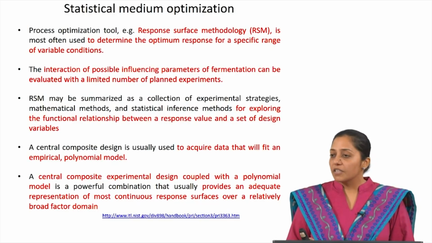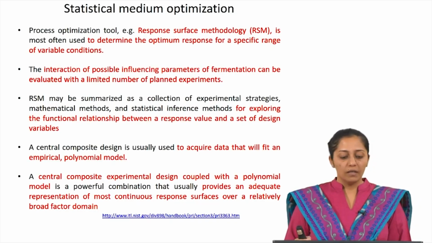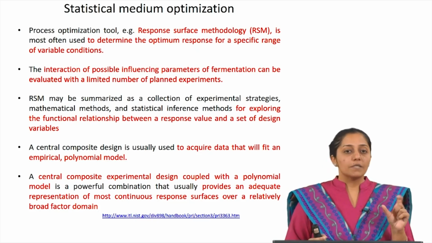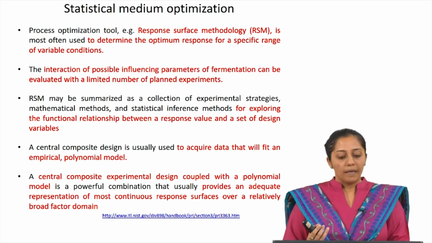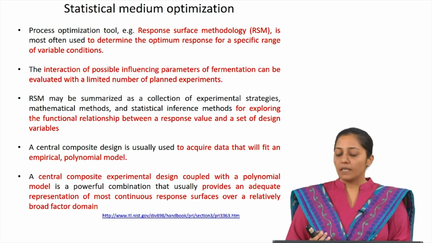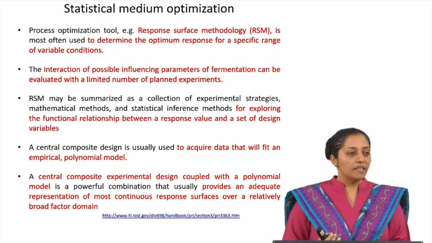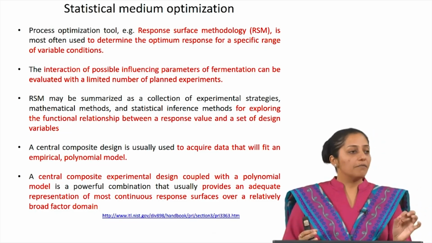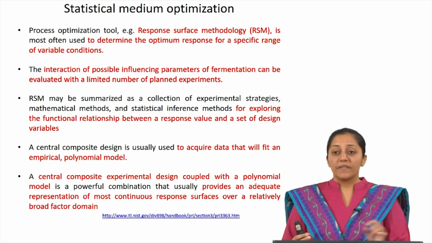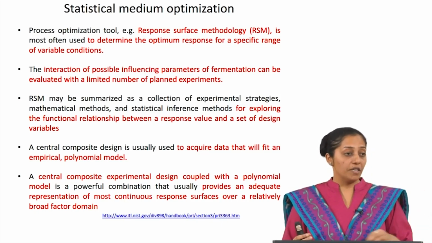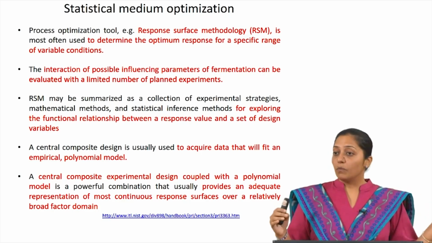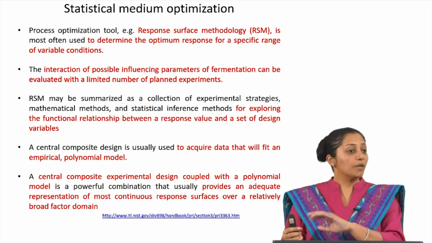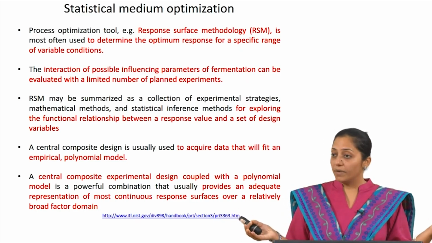Now, the process optimization tool is response surface methodology. It is most often used to determine the optimum response for a specific range of variables. Now, the interaction of possible influencing parameters can be evaluated in a limited number of planned experiments. So, yesterday I was telling you that if every factor is varied in a range, there can be n number of permutations and combinations. Even between 1 and 2, there can be 1.1, 1.2, 1.3, 1.12, 1.13. So, there can be n number of permutations and combinations.